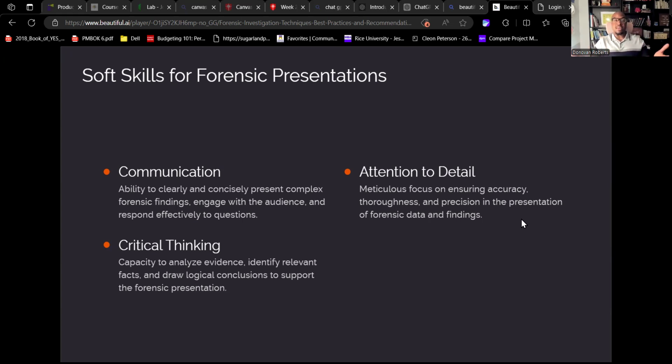Also, of course, critical thinking: being able to analyze evidence, identify relevant facts, and draw logical conclusions based on a number of different pieces of evidence to point to and build the narrative that they're trying to build in the investigation. And lastly, of course, attention to detail. When you're dealing with digital evidence, there are a lot of things you need to be aware of, not only with the evidence itself, but also the process of gathering, collecting, and preserving the evidence, which takes a lot of attention to detail.